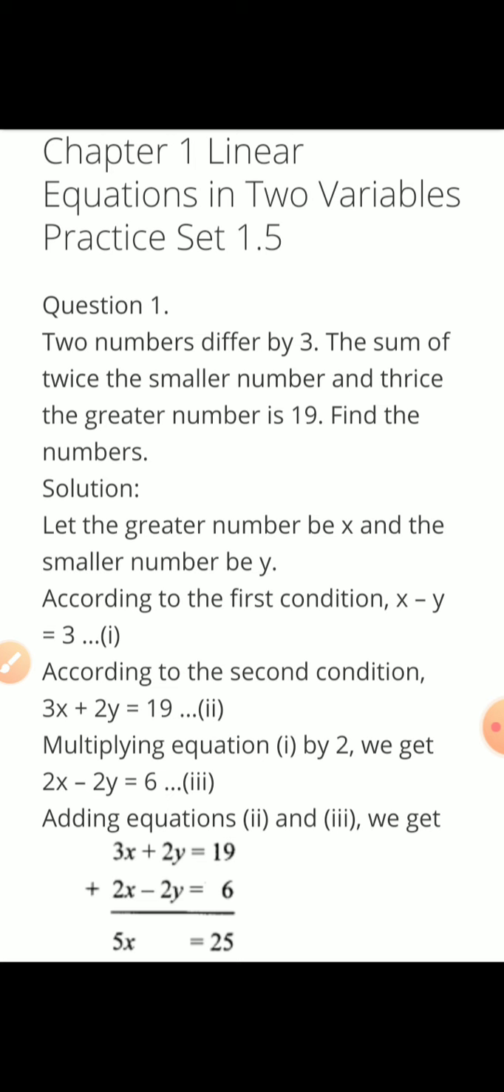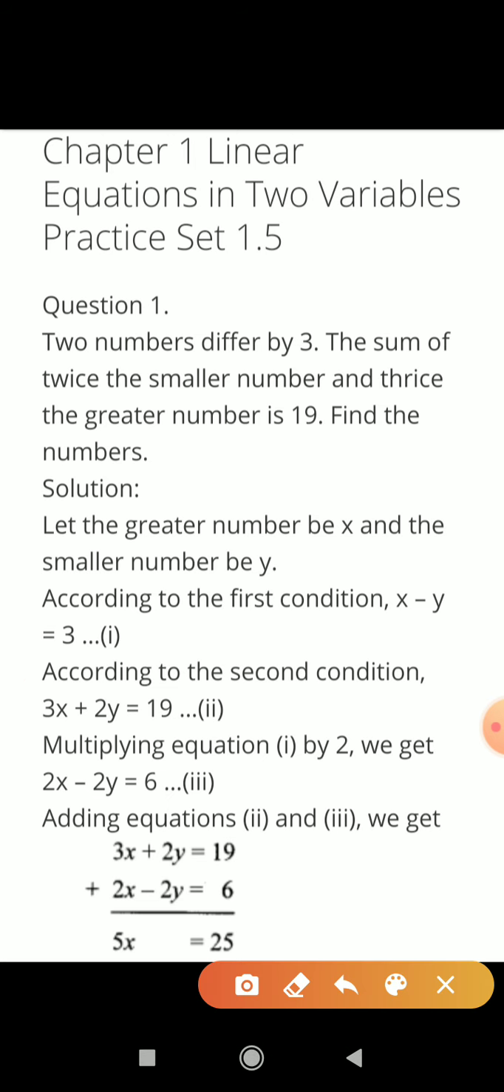So question number 1 is, read the question number 1. Two numbers differ by 3. The sum of twice the smaller number and thrice the greater number is 19. Find the numbers. Now in these questions we are given two conditions in a single question. So by using those two conditions we have to first prepare two simultaneous equations, and by solving those equations we get the answer. So read the question again.